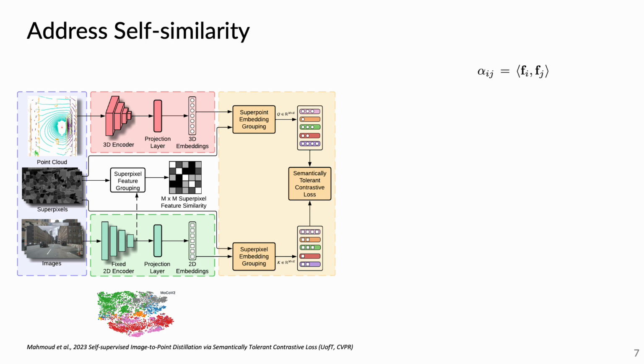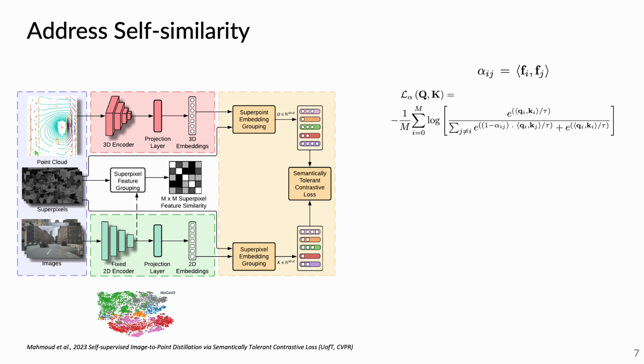In order to address the issue of self-similarity, we rely on the prior semantic clustering of self-supervised image features and use cosine similarity of superpixel features as a measure for similarity between two image regions. We can then directly incorporate this similarity measure in our contrastive loss to reduce the contribution of negative samples that represent image regions that are semantically similar to the point regions. By doing so, we improve the semantic consistency of the learned 3D representations.